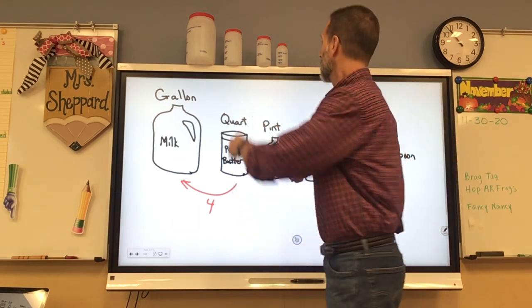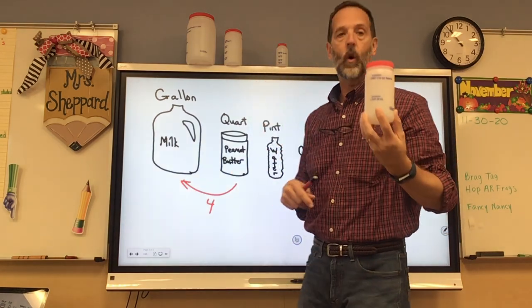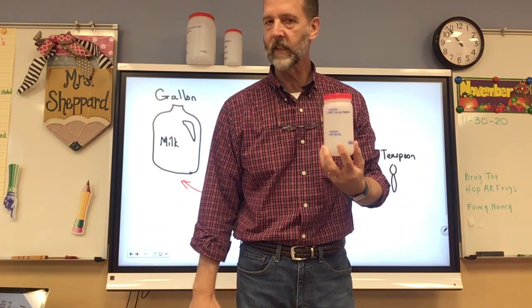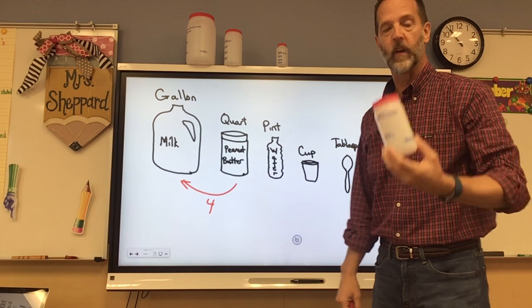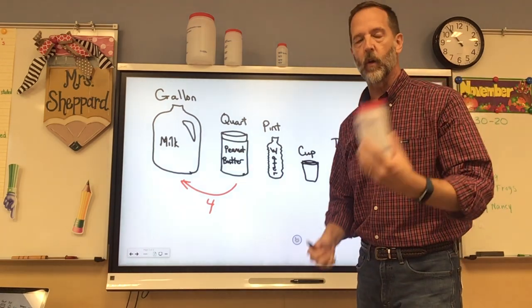All right? The next unit is what we call a pint. It's P-I-N-T. It is not pronounced pint. It's pint. All right? A pint is the next one. You see people walking around with pints all the time.